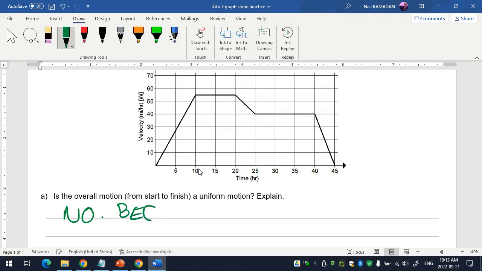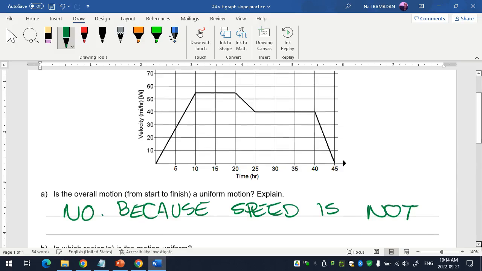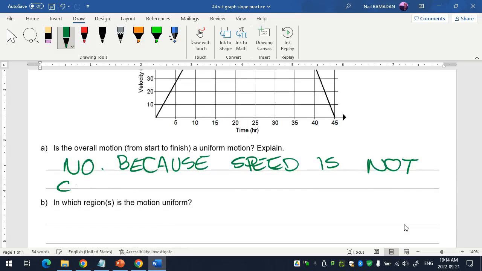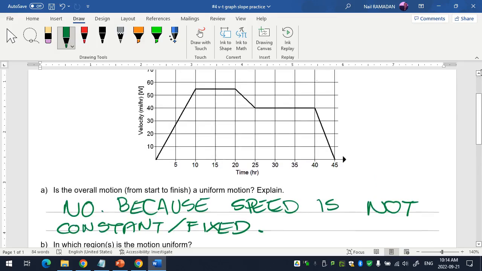Because actually, you can literally say the same thing we said in worksheet 3. Because the speed is not constant or fixed. You can say speed or velocity, I really don't care. Speed is not constant slash fixed. Okay. All right. We agree with that.